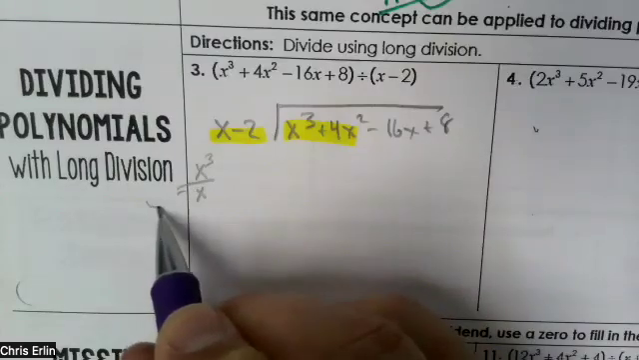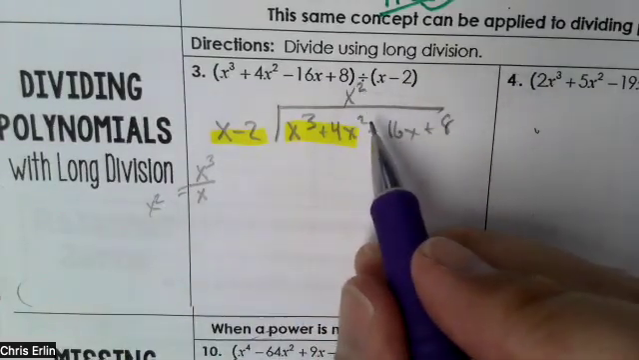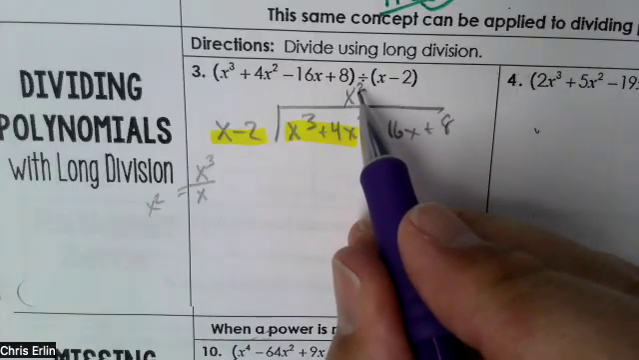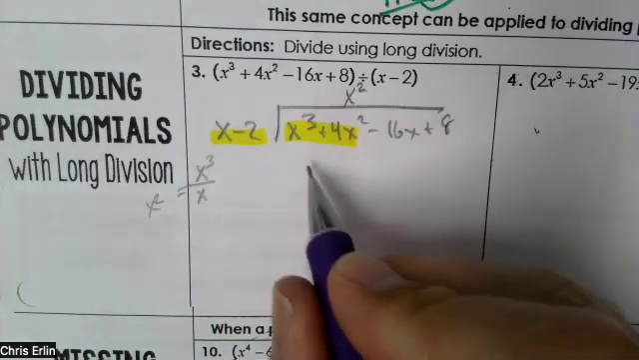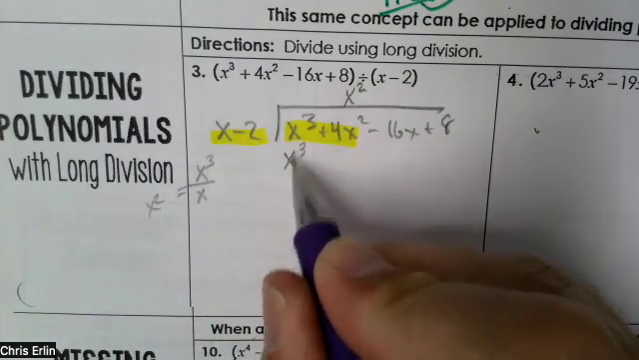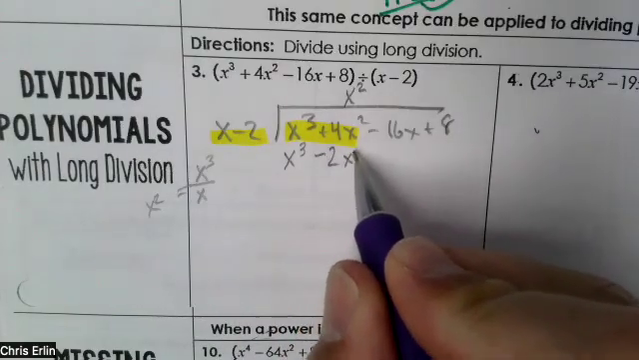x squared. So I'm going to put an x squared up here because x squared, now let's see if I got it right. x squared times x gives me what? x cubed, that's looking good. I want that to cancel. x squared times -2 is -2x squared.